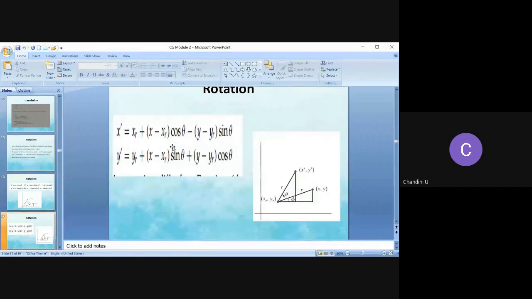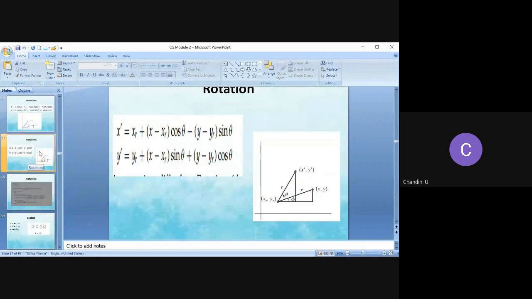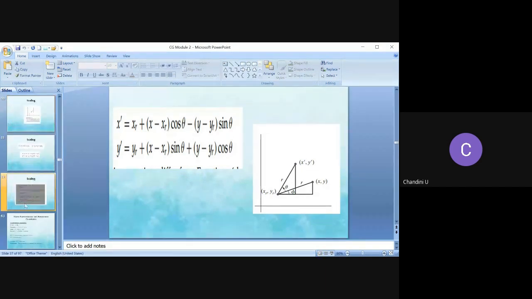These are the basic things, and what you have to know is rotation about a pivot point. If there is an additional point, xr, yr, which is not at the origin, and those coordinates are given, you have to incorporate that into your equation. That is, x' becomes xr plus (x minus xr) cos theta minus (y minus yr) sin theta. So these things constitute the basics.